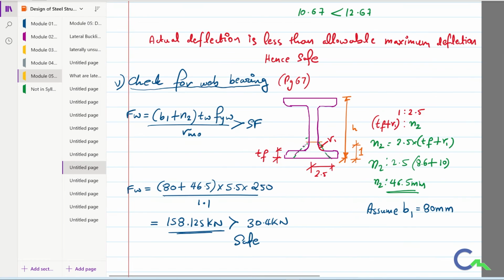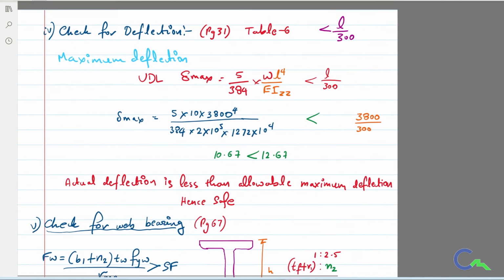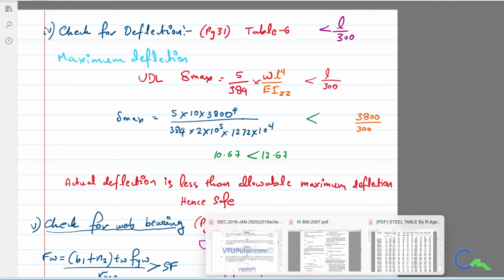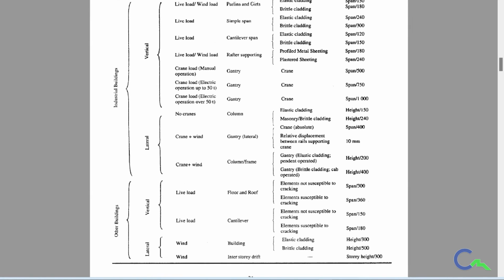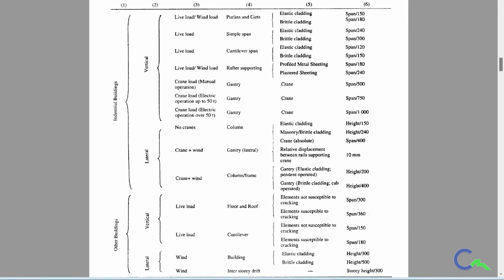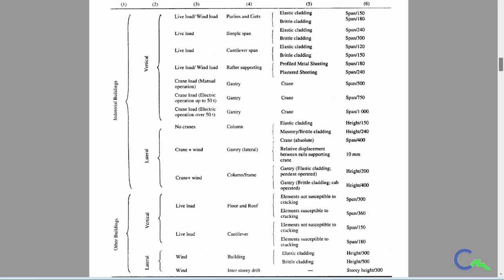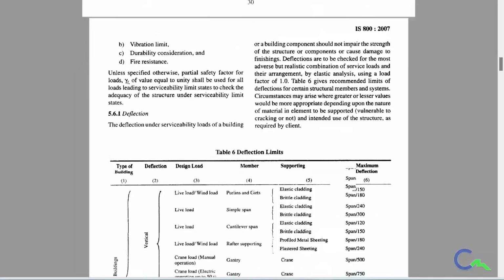The next check we have to do is the check for deflection. If you go to page number 31, yeah, in this particular page, we are not going to consider an industrial building. In the other building, we have considered vertical load. Whatever UDL they gave, that is the vertical load. Try to refer to your particular IS-800 and go to page number 31.